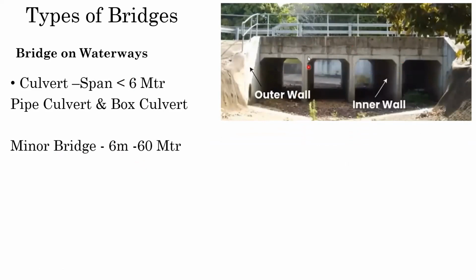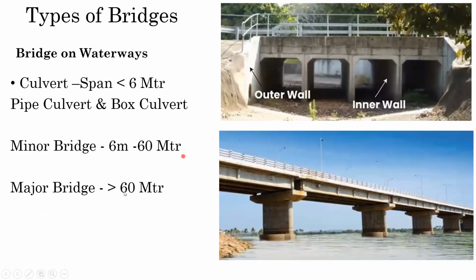In that case, this will be my inner wall. One, two, three. These are my inner walls, and this is my outer wall. Got it? Right. After that, we have something called a major bridge. Whenever the span is greater than 60 meters, we provide a bridge which is called a major bridge. Here the flow is more, and also the span is greater. In that case, we go with such kind of bridges, which is called a major bridge.